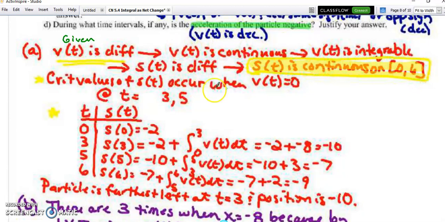If you give the intermediate steps, that's fine, but you have to at least start with the fact that V of t was given as differentiable and end with the conclusion that S of t is continuous on the closed interval 0 to 6.